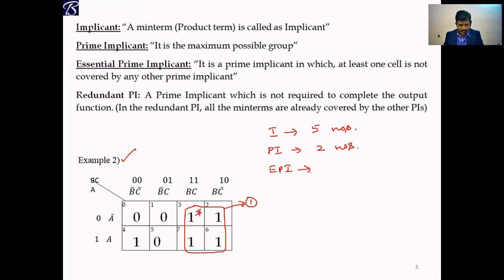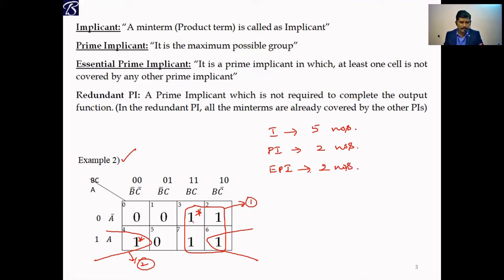And if you consider cell number 4, how many possibilities here? Cell number 4 and 6, one pair we can do. That is only one possibility. That's why this is essential. So let us group this one and put a star mark here. The second one is also an essential prime implicant. So all the output function is completed. Now essential prime implicants are 2 numbers, right?